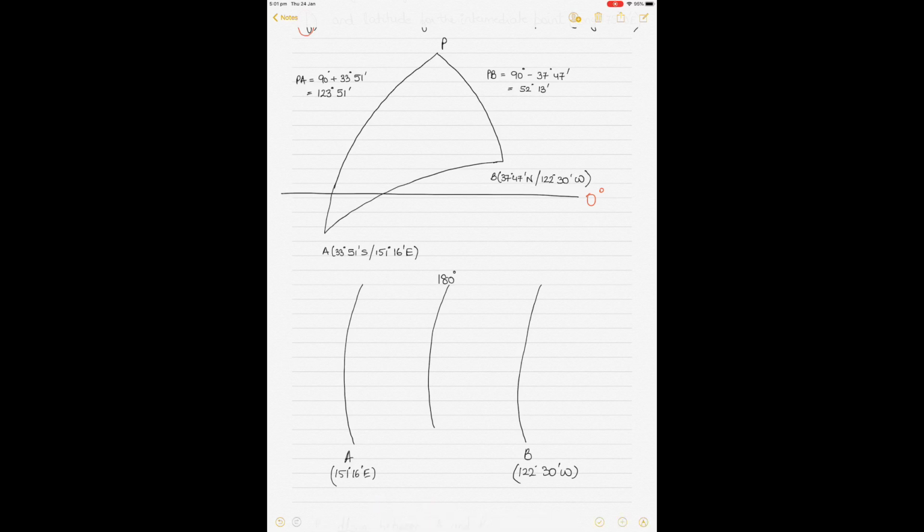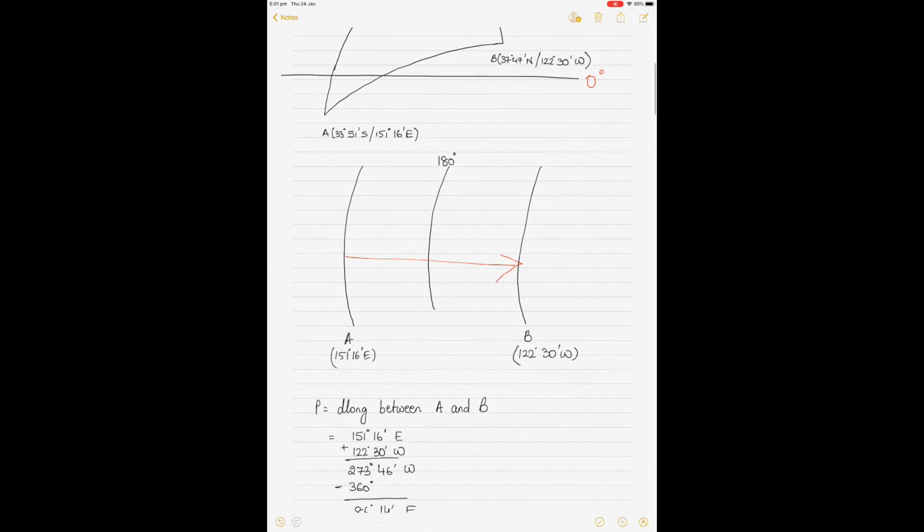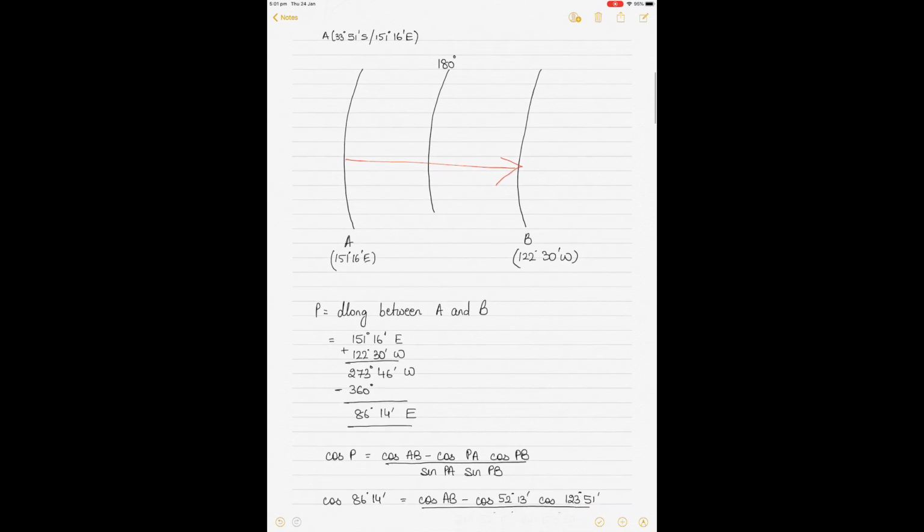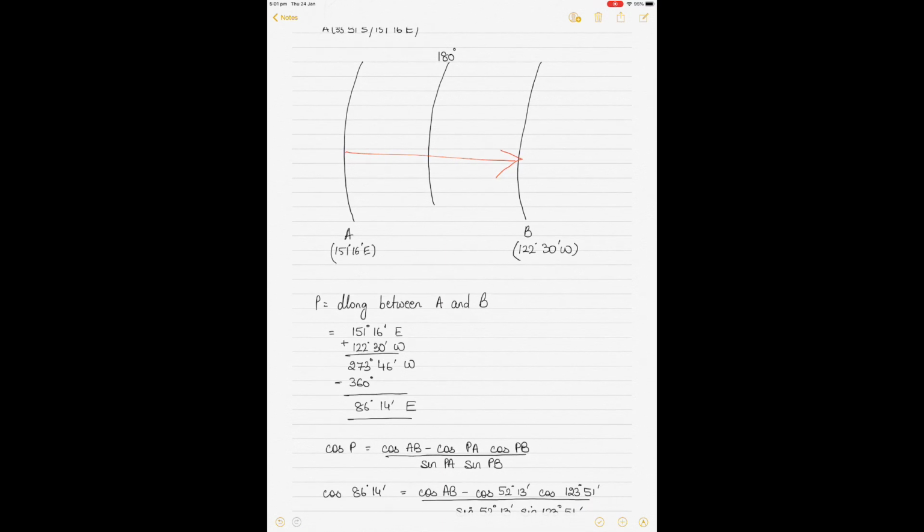I have explained this concept already, so you know the d long between A and B, the difference between these two positions in terms of longitude. The rule normally is when two longitudes are on different sides, east and west, you add them. So if you add them, you get 273 degrees 46 minutes. And theoretically, if you are going from east to west, you will say you are going in a westerly fashion.